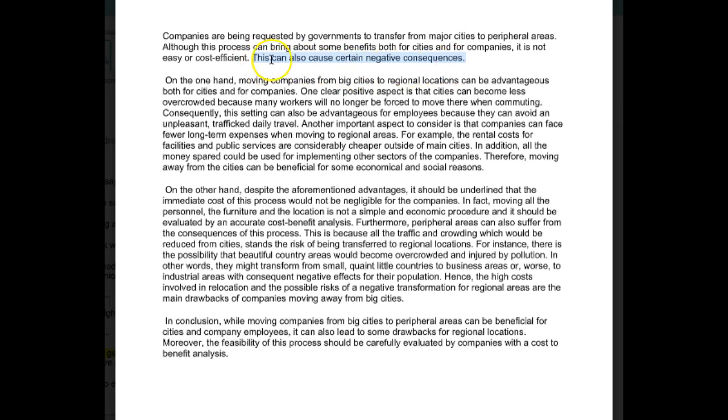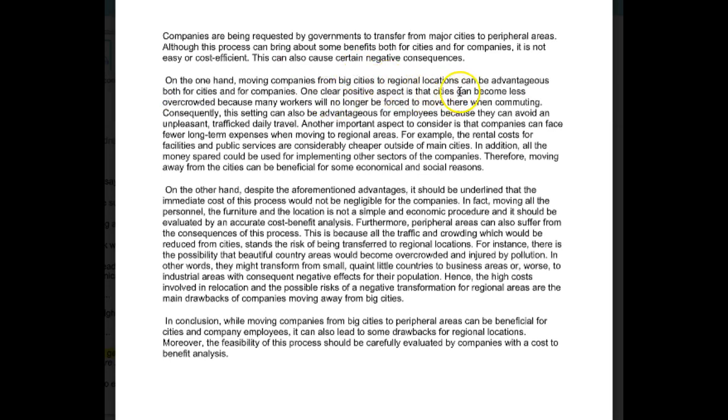So we could just say, this can also cause certain negative consequences, such as argument here and argument here. Okay, and this also helps us with the cohesion and coherence because we give an indication about what we are going to talk about, and then we talk about it. On the one hand, moving companies from major cities, large cities, principal cities to regional locations can be advantageous both for cities and for companies. But be careful about overusing this construction.